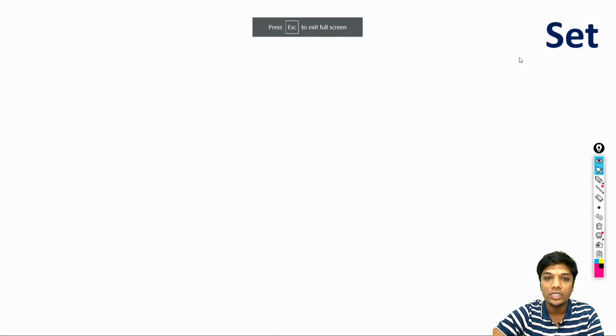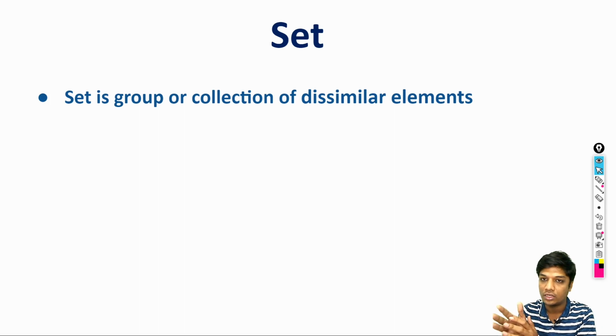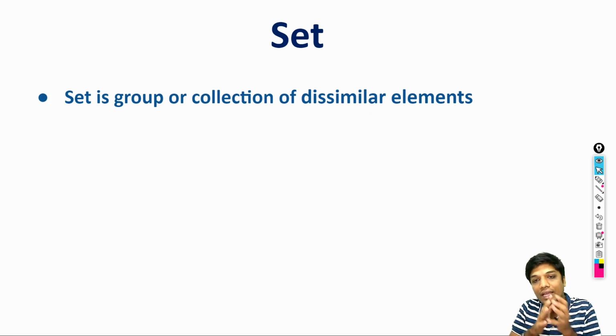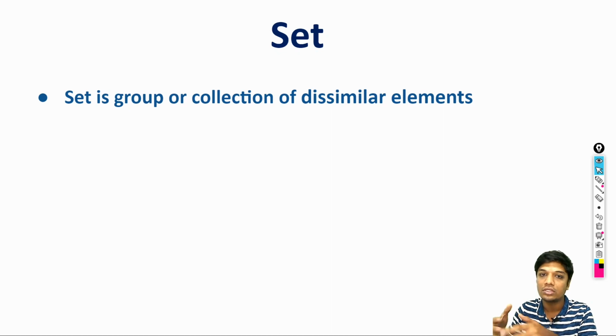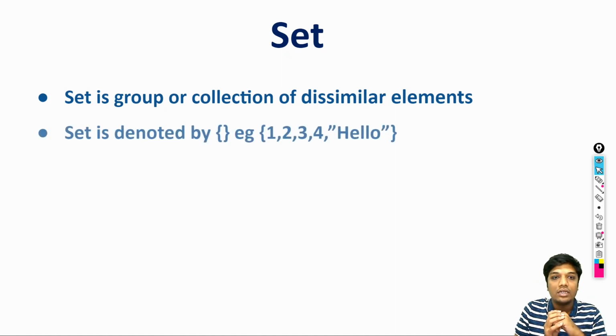So, a set is a group or collection of dissimilar elements, similar to a tuple and a list. A set is also a group or collection of dissimilar elements, meaning we can have elements of different data types in a set. Cool. Next, you might wonder what the difference is between a set, a list, and a tuple. We'll discuss that. Next, a set is denoted by flower brackets, or curly brackets, whatever you call them.